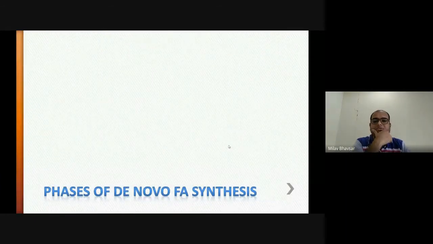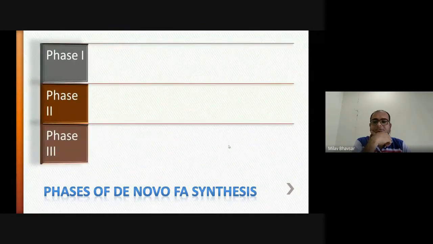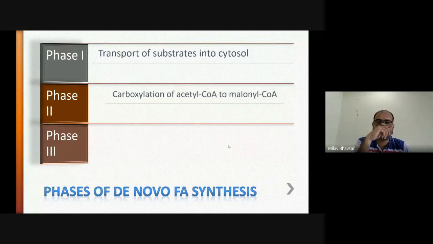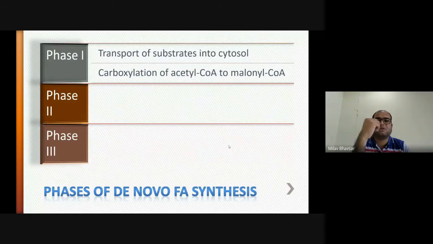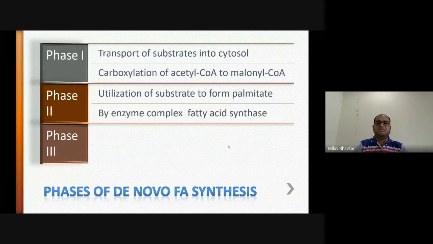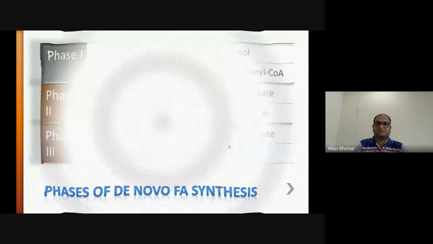So one by one, we are going to talk about the phases. There are three phases, 1, 2, and 3. Phase 1, there is a transport of substrates into the cytosol, basically acetyl coenzyme, and carboxylation of acetyl coenzyme to malonyl coenzyme. Then utilization of substrate to form the palmitate in phase 2 and by the enzyme complex fatty acid synthesis. This is the single enzyme that we discussed about. And then phase 3, there is elongation and desaturation that can help in the generation of different fatty acids.